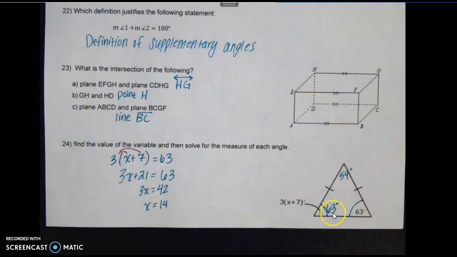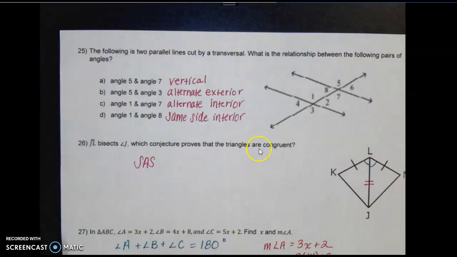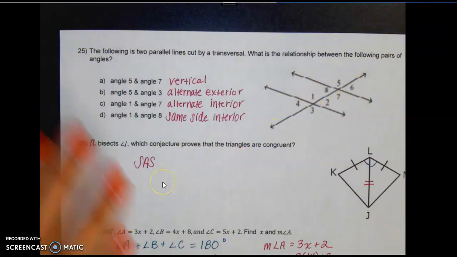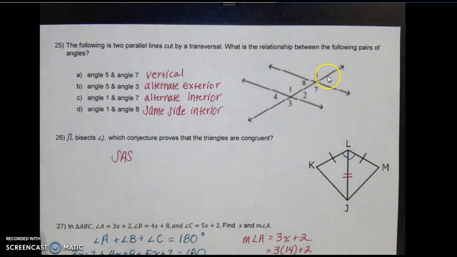Now, we're not done. We figured out that was 63, obviously. We still had to find angle 54, and I did that by doing 180 minus 63, which gives me 54. Number 25. So again, I've got my parallel lines cut by a transversal. It says, what are the relationships between these pairs? 5 and 7, those are vertical angles. 5 and 3, those are alternate exterior angles. 1 and 7 are alternate interior angles, and 1 and 8 are same side interior angles.